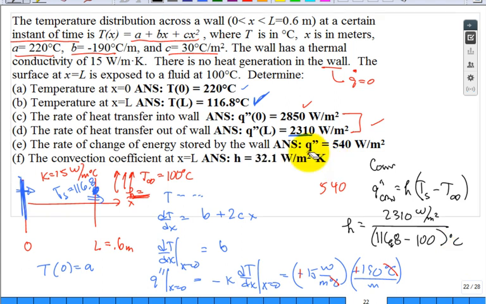Hopefully that makes sense. 32 watts per meter squared. Hey, how come they put Kelvin instead of degrees C? Does it matter? It doesn't matter. It's a temperature difference.